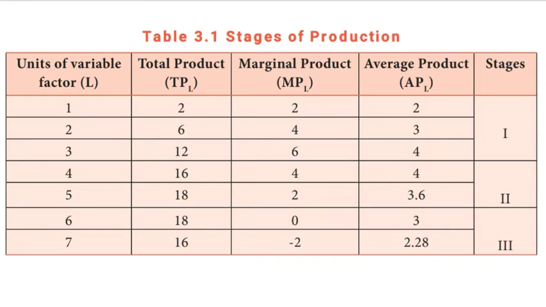Stage 3. The third stage of production shows that the 6th unit of labor is marked by negative marginal productivity of labor. The average productivity of labor continues to fall but remains positive. After the 6th unit, total productivity of labor declines with the employment of more units of the variable factor, labor.